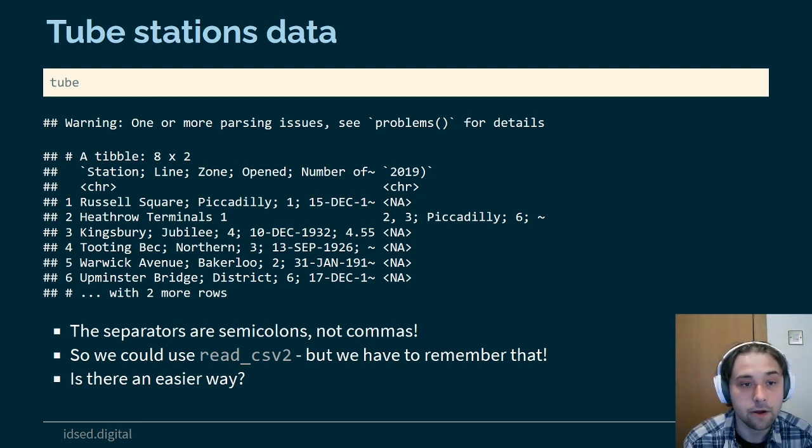So we could here just use read_csv2. That's the command that lets you read semicolon separated files. But then we have to remember what csv2 is and so on. So maybe there's an easier way to do this.